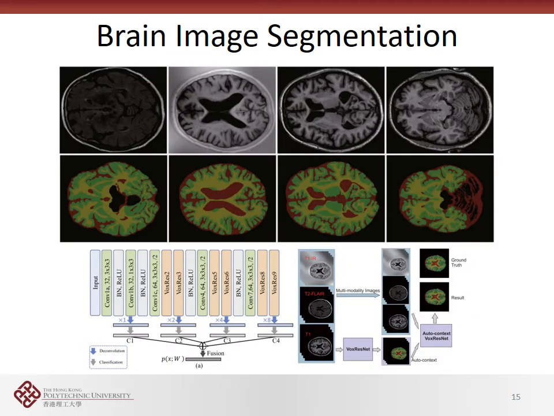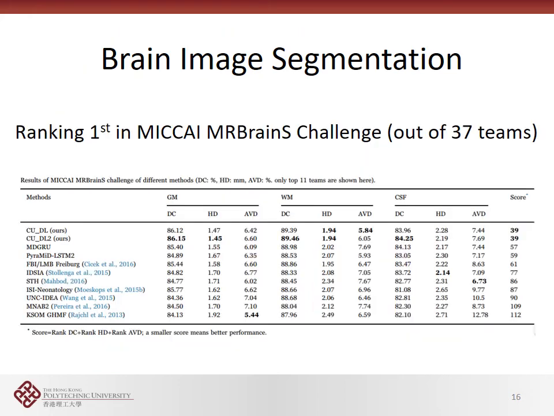Next, we briefly introduce another important application, brain image segmentation from 3D MR images. We proposed a multimodality learning architecture to segment important brain tissues from 3D MR images. This figure shows the network architecture. In this network, we take advantage of the complementary information of different MR imaging modalities to carry out this challenging segmentation task.